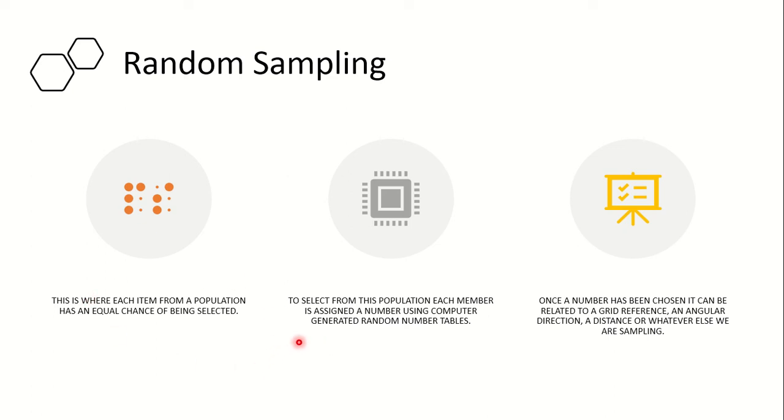Typically, what would happen is that each member of the population, that means each pebble, or each plant, or each tree, or each whatever it is you're counting, would be assigned a number using a random number table. Random number tables are a resource which I'll show you in class. They're very straightforward. You can get them as an app on your phone, and it produces a random number between two values. That then allows you to randomly choose which sample you're going to take.